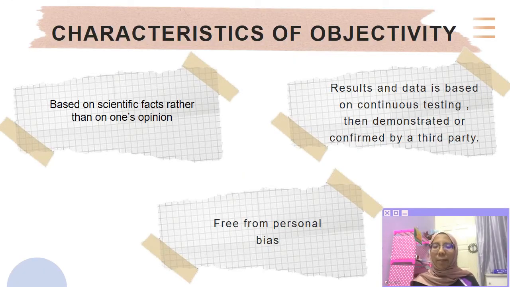Hi guys, my name is Siti Shafiqah and I will explain my part, which is the characteristics of objectivity. There are many characteristics of objectivity, but in this case, we will only focus on three. Firstly, it is based on scientific facts rather than one's personal opinions. Secondly, it is free from personal bias. And thirdly, results and data are based on continuous testing, then demonstrated or confirmed by a third party. So we continue with the explanation of the first characteristic.